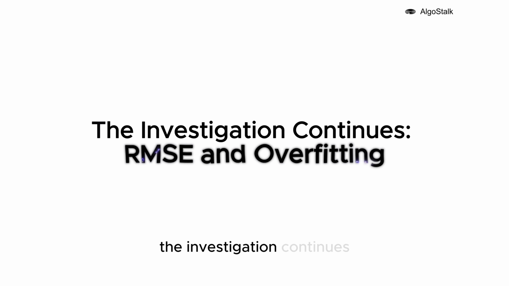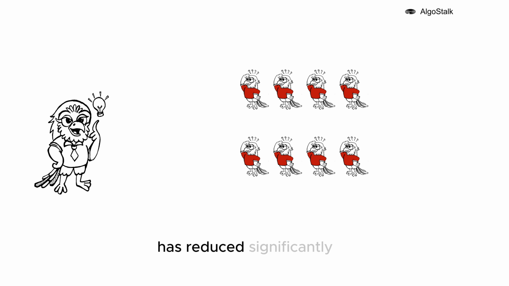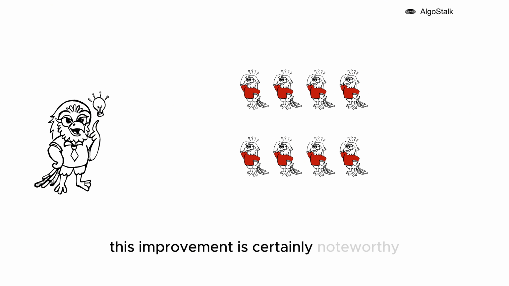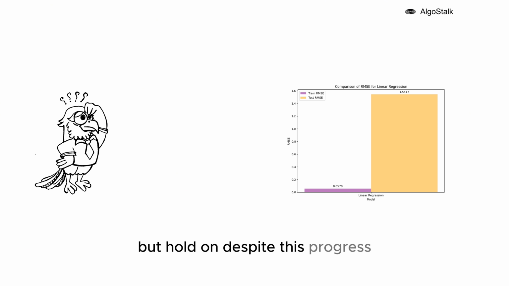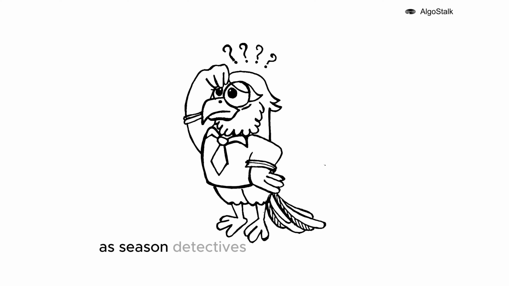The investigation continues. RMSE and overfitting. After thoroughly interrogating all the suspects, we've discovered that the RMSE has reduced significantly to 0.06 for the training set and 1.54 for the test set. This improvement is certainly noteworthy, but hold on, despite this progress, we're still entangled in the web of overfitting. These numbers hint at a troubling reality. Our model fits the training data rather well, but the performance on the test set suggests it struggles to generalize to new cases. As seasoned detectives, we must ask ourselves, can we do better than this?